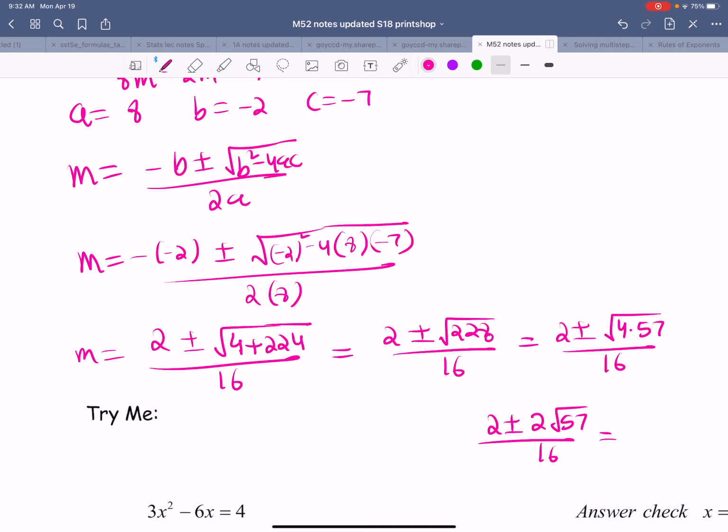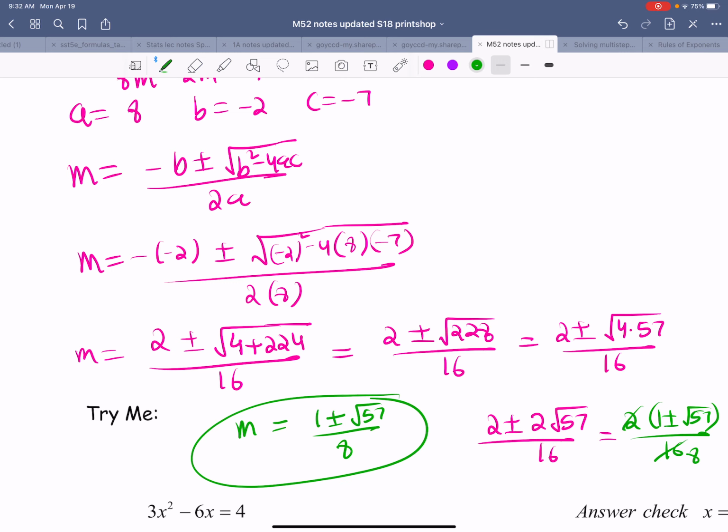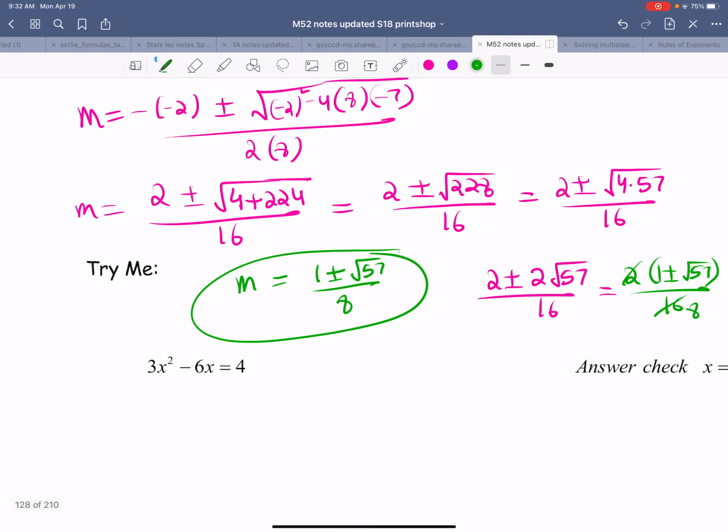Now, if you take out a common factor of 2 from the numerator and cancel the common factors between the numerator and denominator, it would be 2 times (1 plus minus square root of 57) divided by 16. That gives me my final answer as m equals 1 plus minus square root of 57 divided by 8. And that's it, that is the last step.